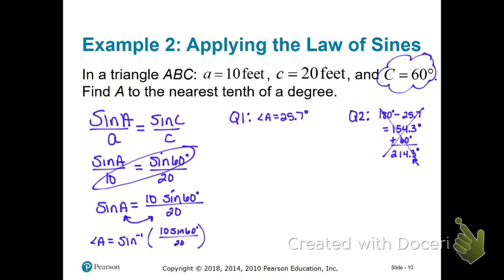All right, so let's see. It said find A to the nearest tenth of a degree. We've done that, so there is our solution.